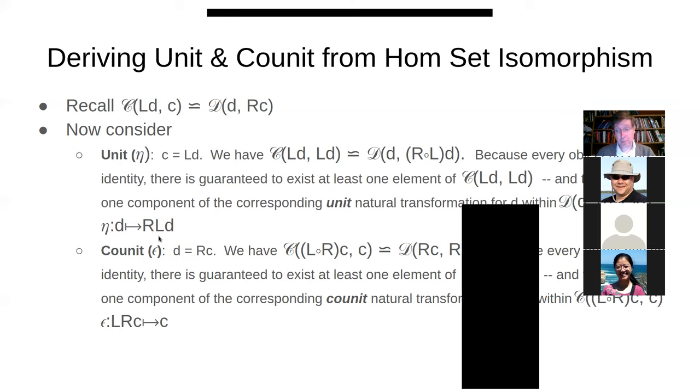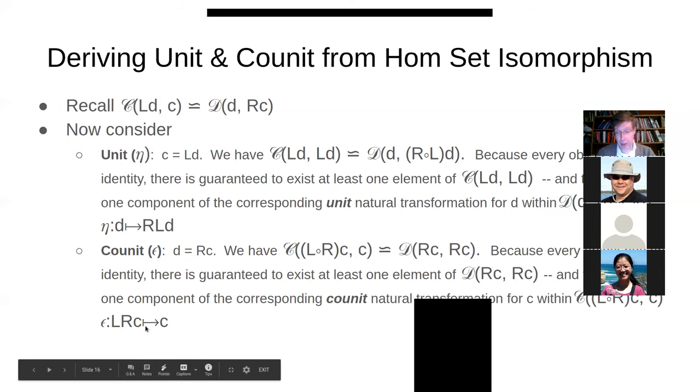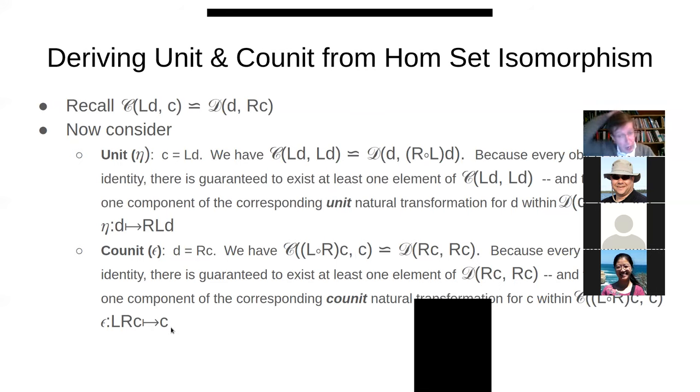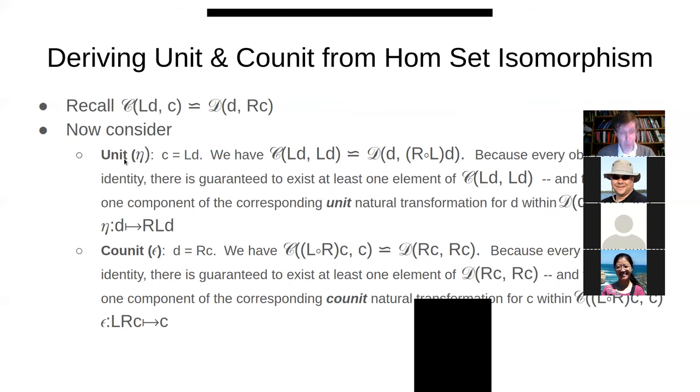So this is unit. This pops out. All it does to get it, you just substitute C equals LD, and you have this natural transformation for any D. You could go and do this for any D, create this, and you'll get that component of the natural transformation. There you go. Now for co-unit, it's a similar trick. All you do is substitute in D equals RC. So then you have RC equals RC. And what this is telling you is, hey, at least there's one of those. So LRC to C has to be of size at least one. There's got to be at least one component for C for this natural transformation. And collectively, those components make up the natural transformation for co-unit, for the co-monad, and these ones make up the natural transformation for unit for the monad.